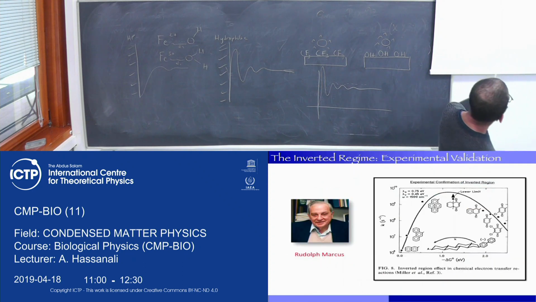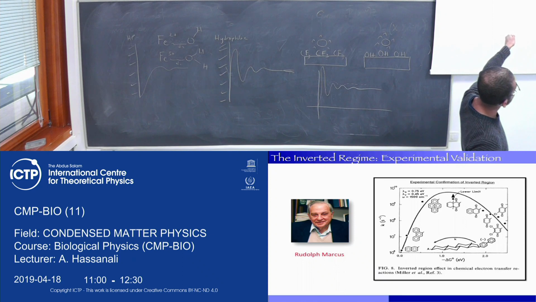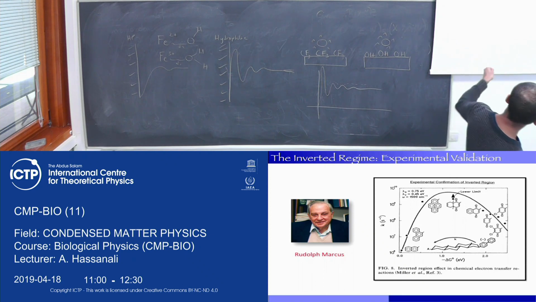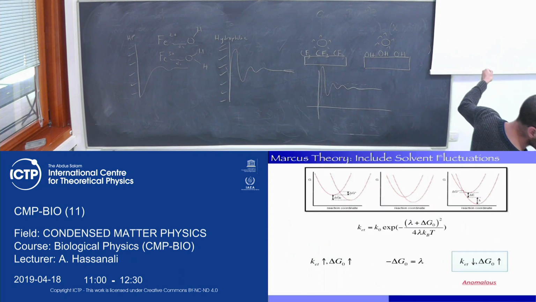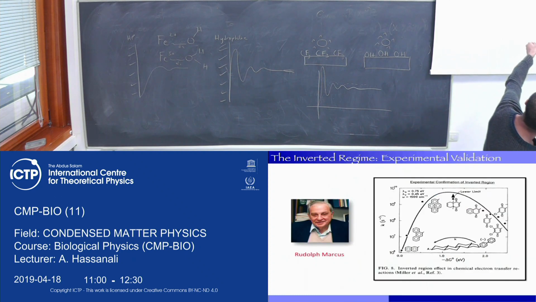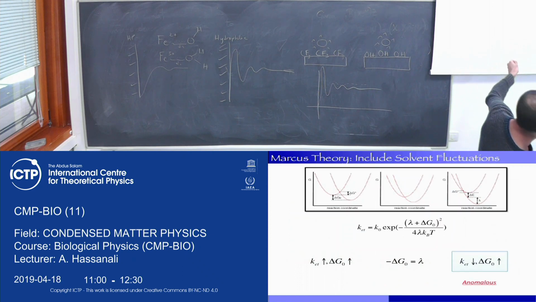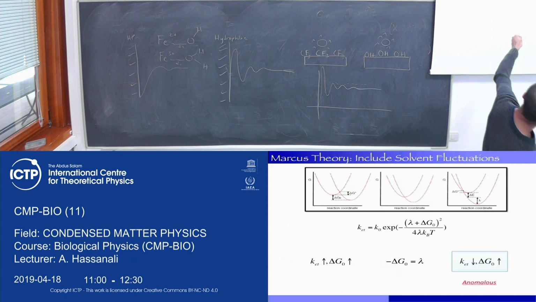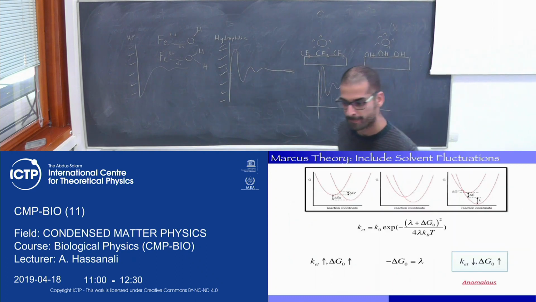So this was the experimental validation. That's the rate. You see, as the driving force increases, the rate increases, and then it becomes maximum, and then when the driving force increases again, the rate drops. So, normal regime, this over here is this thing, maximum, this, and then this side here is that guy.